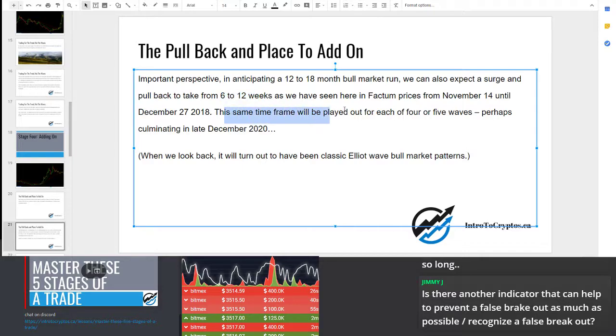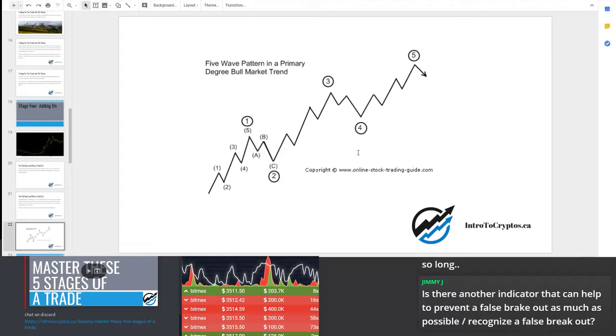And this same time frame will be played out in each of 4 or 5 waves from now until late December 2020. So I believe that when we look back, the charts will turn out to have shown us classic Elliott wave bull market patterns. And this is the classic Elliott wave bull market pattern. This picture is from onlinestockTradingGuide.com.